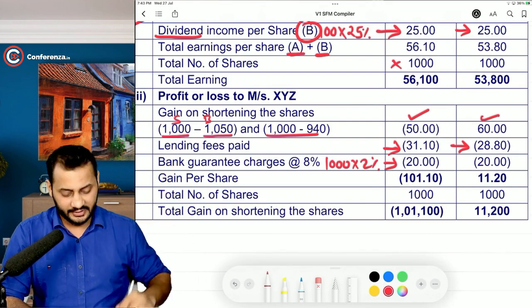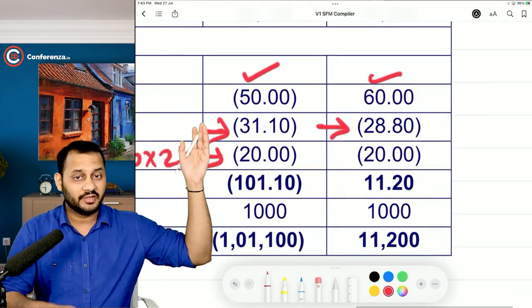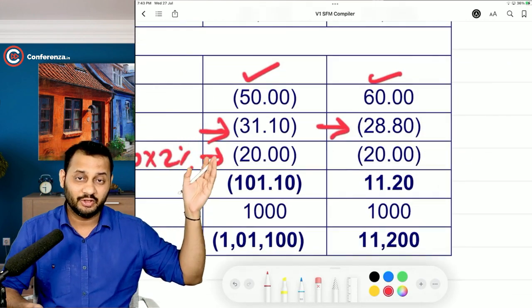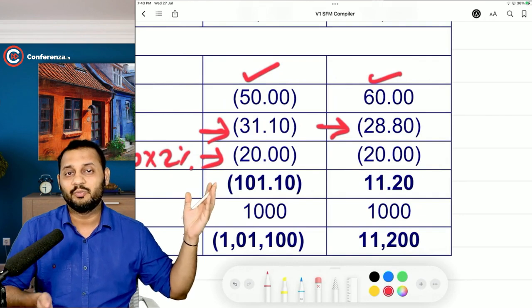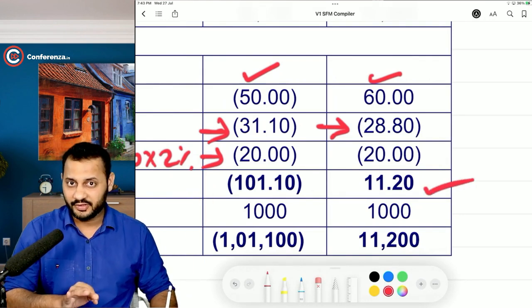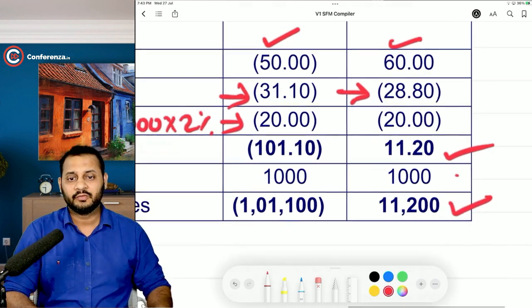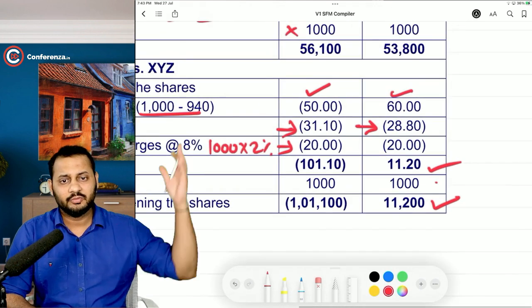This is going to be the net gain. Minus. So 50 rupees of the loss, 31 rupees of the loss, 20 rupees of the loss, 101.10. And in that case, 11.20 is still the profit. So 1000 multiplied by 11.20, this is the total profit. This is on per share basis.